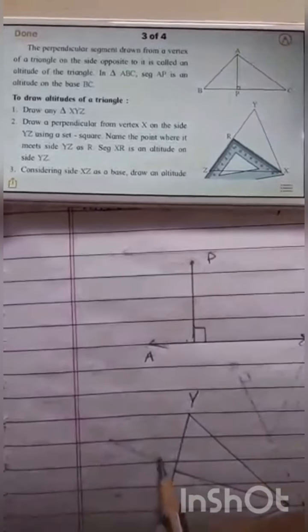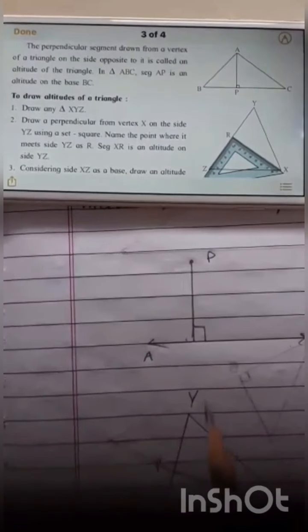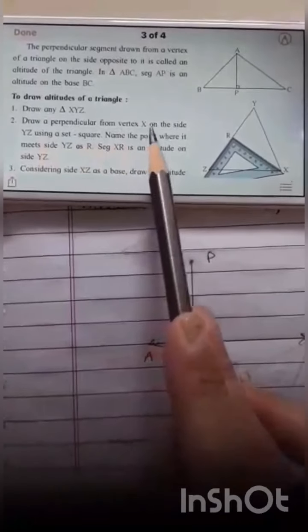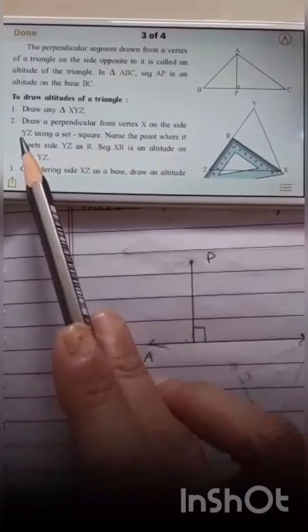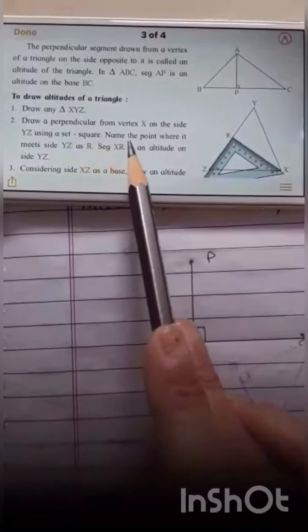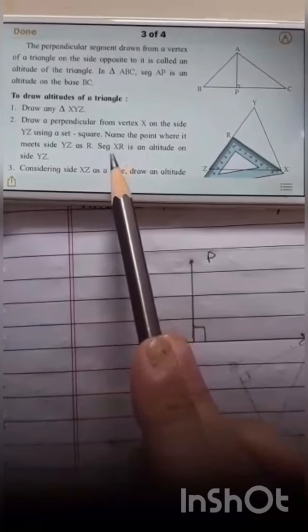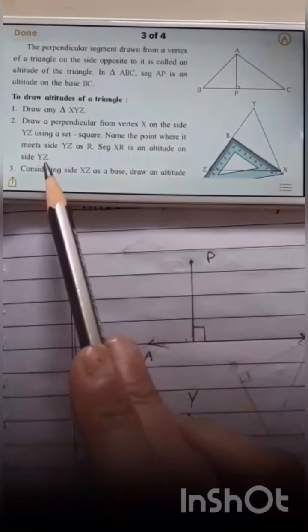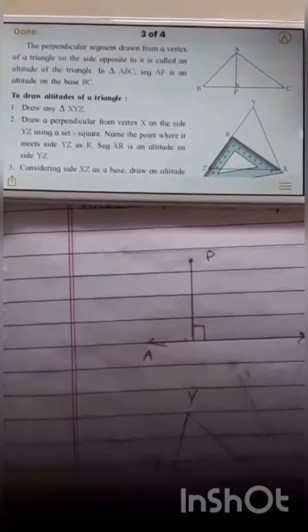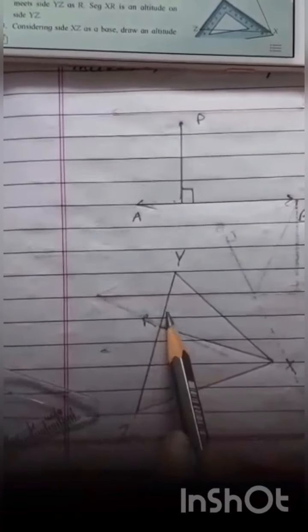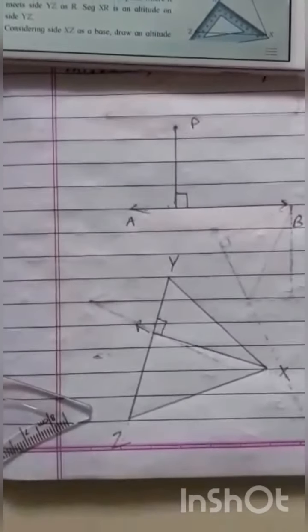I'll name it as R. So draw a perpendicular from vertex X on the side YZ using a set square. Name the point where it meets the side YZ as R. Now segment XR is an altitude on side YZ. So this XR is an altitude here.